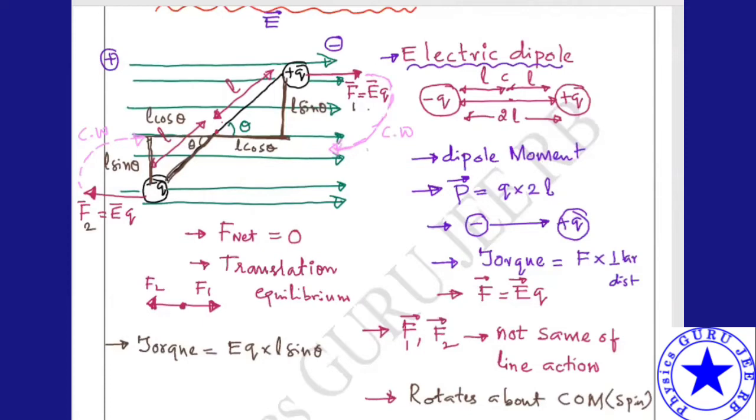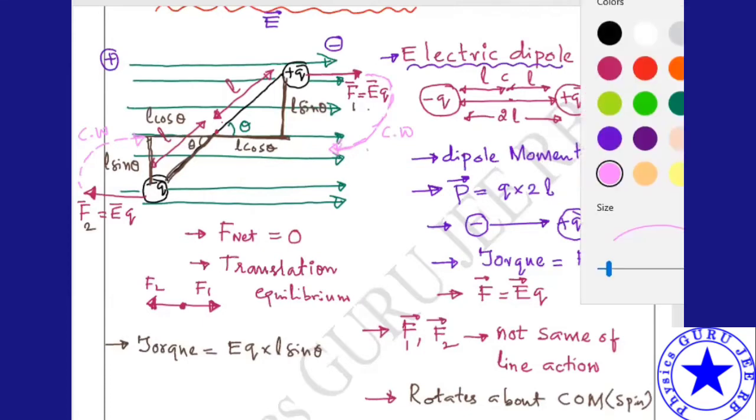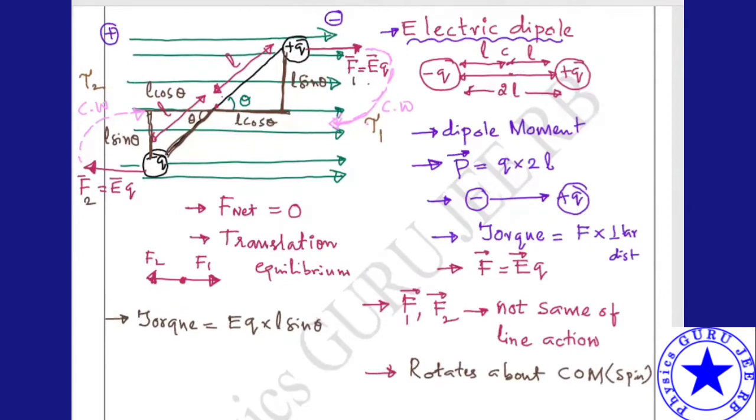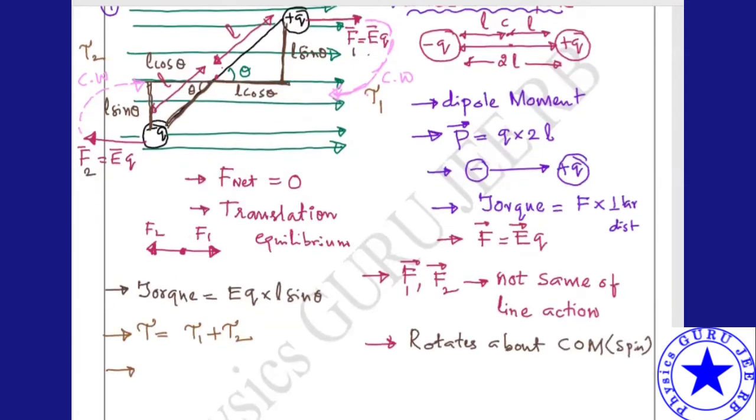So here a torque we can establish. Let us take this as torque tau 1, and here it is torque tau 2. Both are in clockwise direction. If I want to calculate the net torque, net torque tau is equal to tau 1 plus tau 2. Or simply I can write tau equals F1 into the perpendicular distance, which is L sine theta, plus F2 into L sine theta. Hope this is clear.